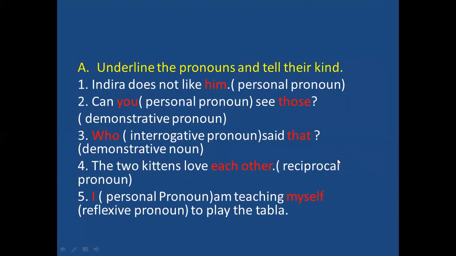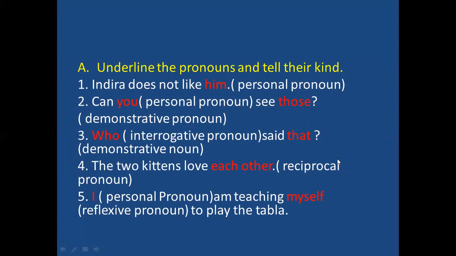Now we have the exercises. Some I have solved, the rest you have to do by yourself based on the pronouns. The exercises are given. Kindly go through the explanation again and again to solve this. Some exercises I have solved for you. Underline the pronouns and tell their kind.